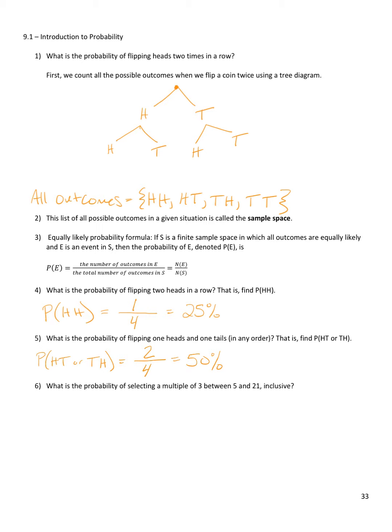Okay, shifting away from the coin tossing, what is the probability of selecting a multiple of 3 between 5 and 21 inclusive? So I'm first just going to list all the numbers from 5 to 21. It's not that long a list, so it's just going to help us wrap our brains around what's happening here. So just write them all down.